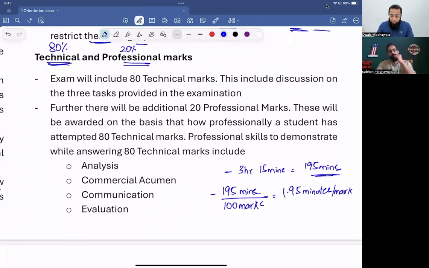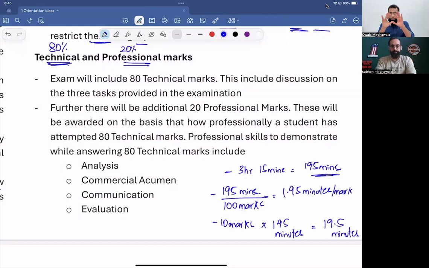So if it's a 10 marks requirement, listen to me, 10 marks into 1.95 minutes per mark, you have almost 19.5 minutes. Please understand, for a normal 10 marks requirement, you would have around 20 minutes to attempt it, 19.5 minutes, because for 1 mark it was 1.95 minutes. But for the SBL exam, what the examiner is saying, listen to me, is that just go in the examination and total the requirements which you have to attempt. Total the requirements.